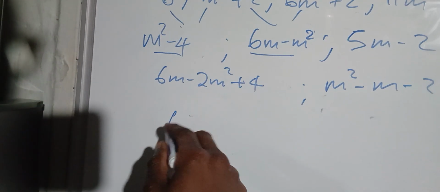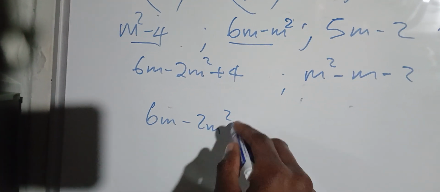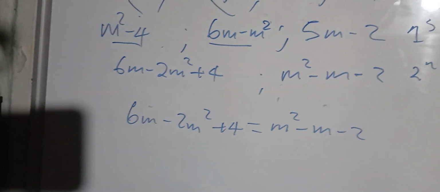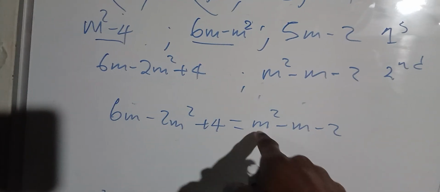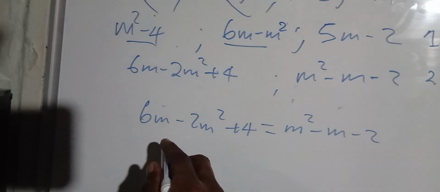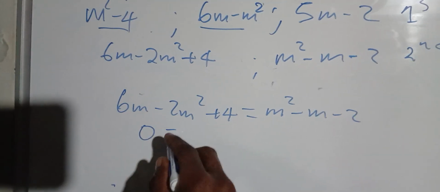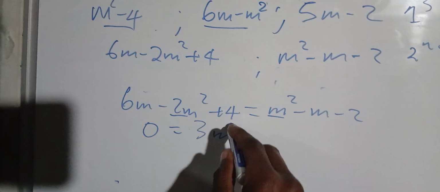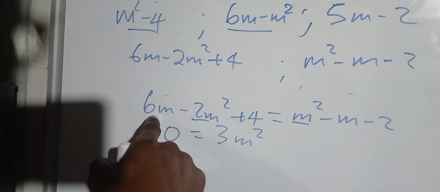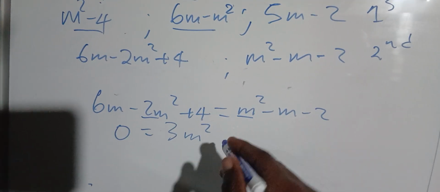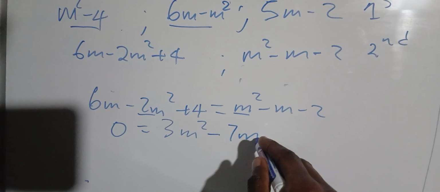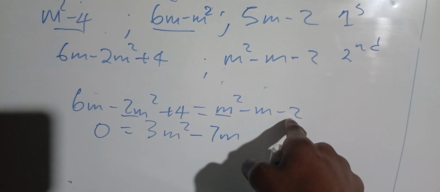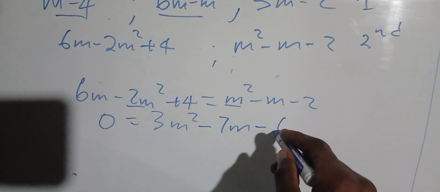So we know now that these two must be equal because it is a quadratic sequence. So I'm going to have 6m minus 2m squared plus 4 equal to m squared minus m minus 2. I'm going to transpose everything to the one side because I see a positive m squared here. So I'm going to be left with 0 here, and then I will be having 3m squared. Then I have a positive m and then negative m, so it's going to be negative 7m. Then I have a positive 4 and negative 2, so it's going to give me negative 6.